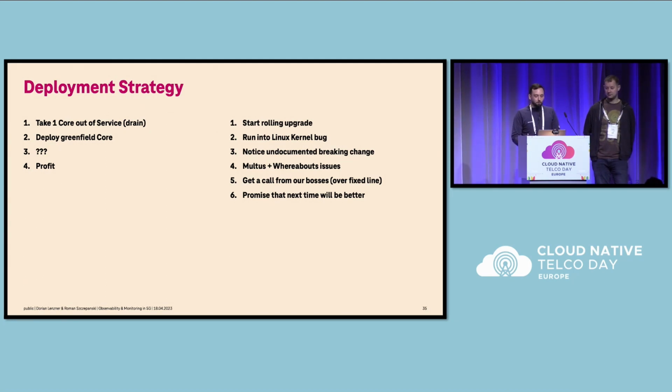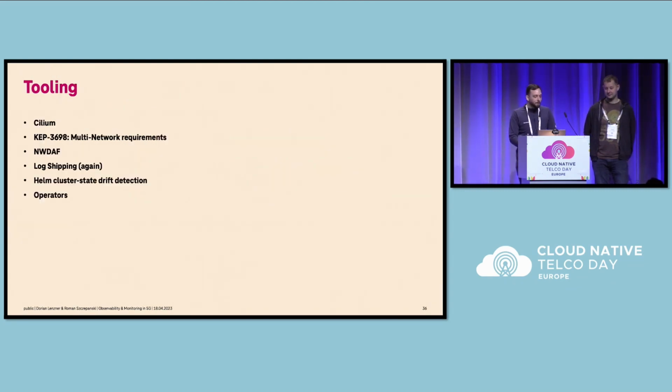Then you notice that you have a problem with Multus. I believe this is the part where applications are not really cloud native, and let's see if the Kubernetes path will change it. And then you get a call from your boss over fixed line because mobile is no longer working. That's a problem. And then you promise that next time it will really work. Next time it will be better. And hopefully you're right, because I think that's still the goal, where we want to go.